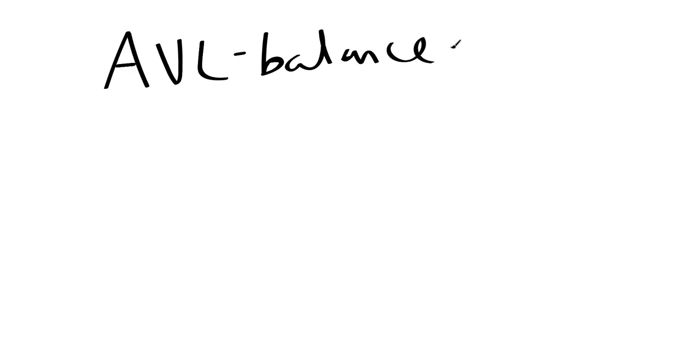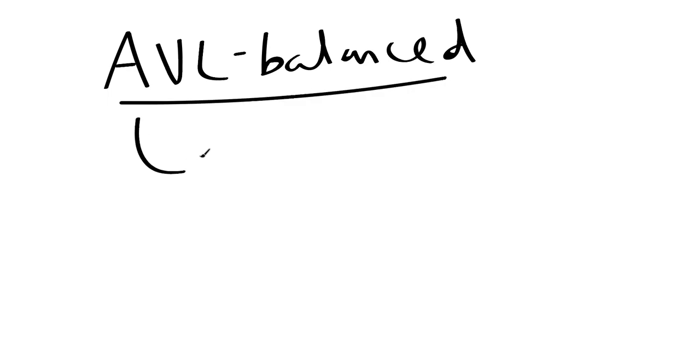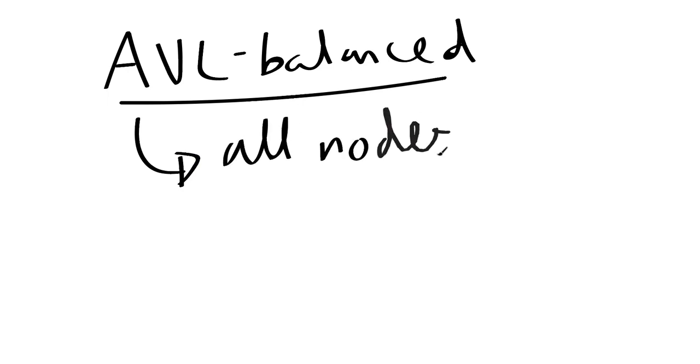Okay, so what is this AVL tree? Again, it's a binary search tree which is AVL balanced. And if you don't know what this means, don't worry about it too much. You'll see in just a second. But AVL balanced is referring to the fact that all the nodes in this tree are AVL nodes.